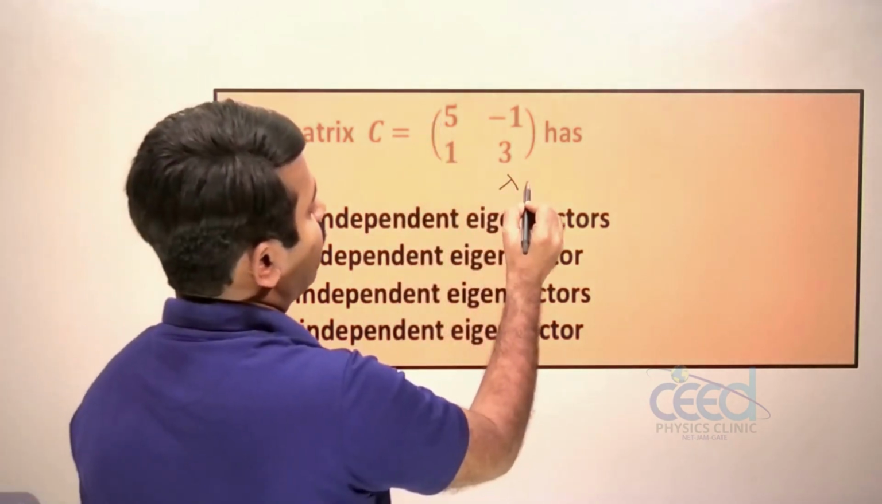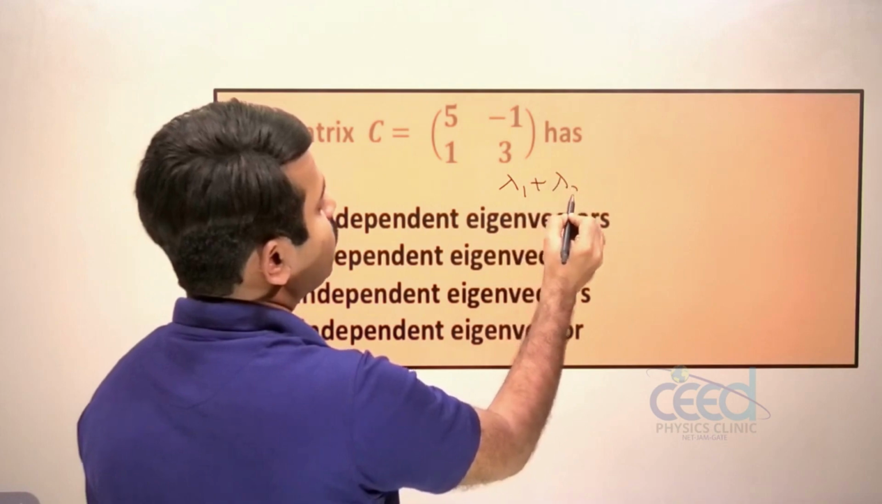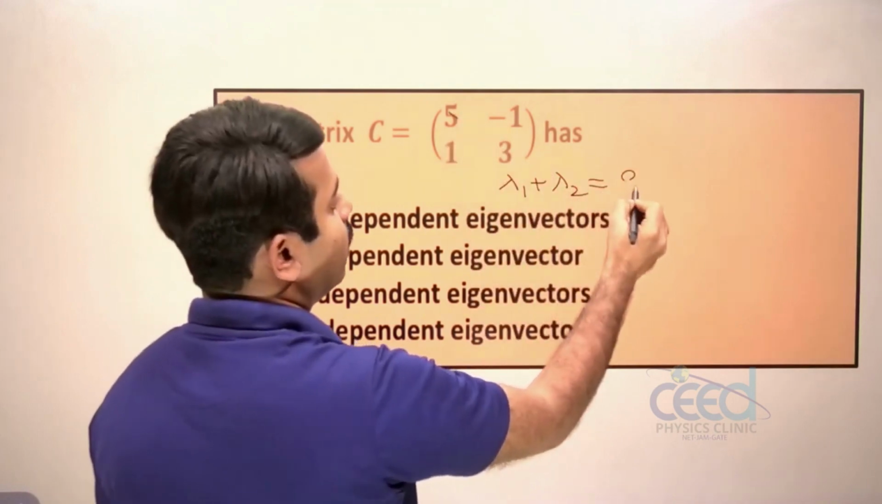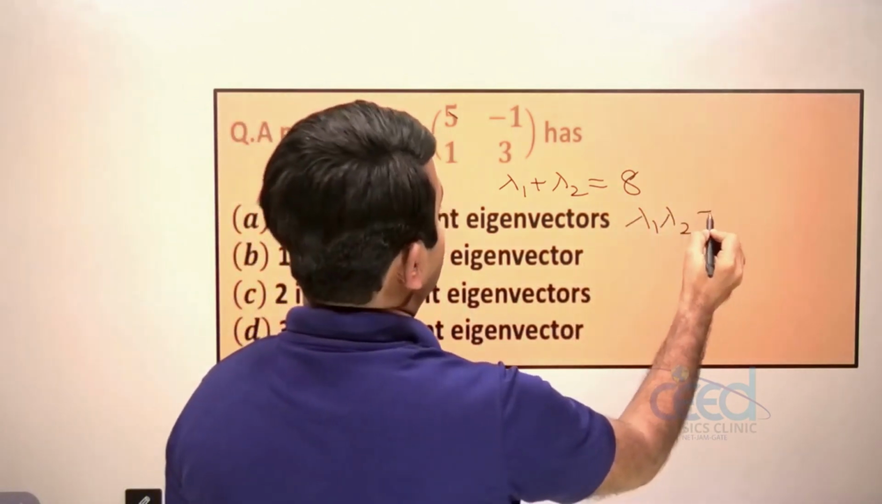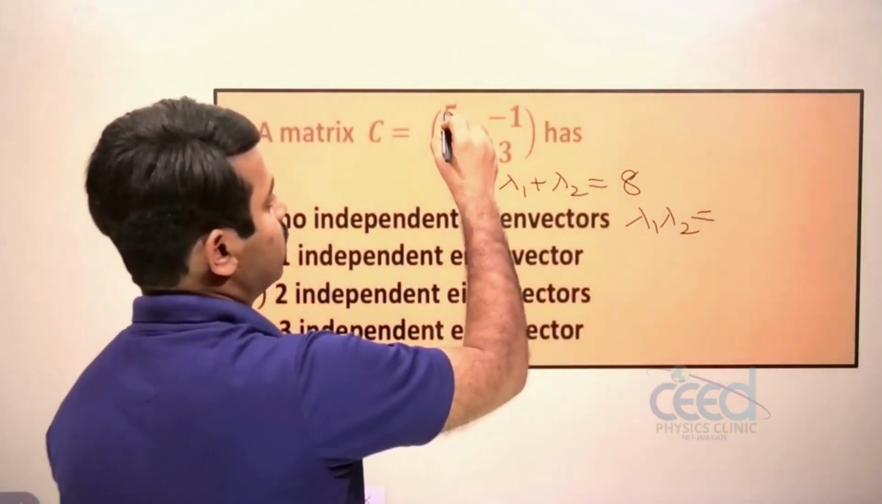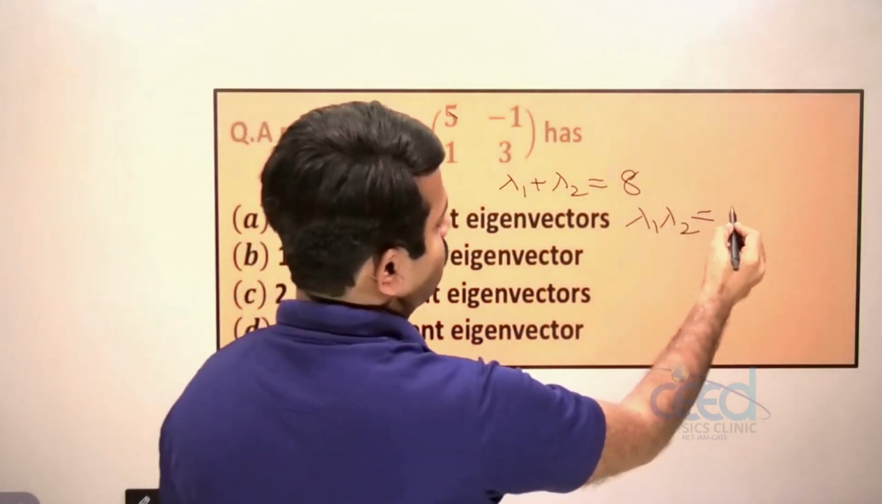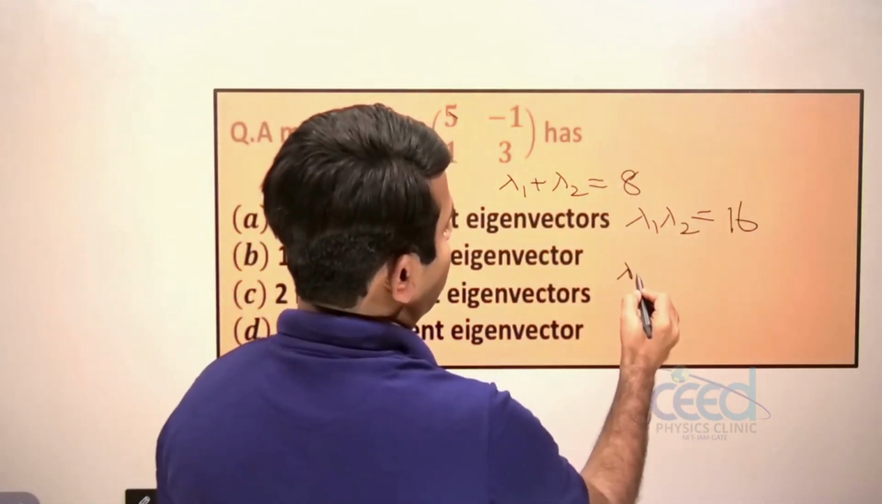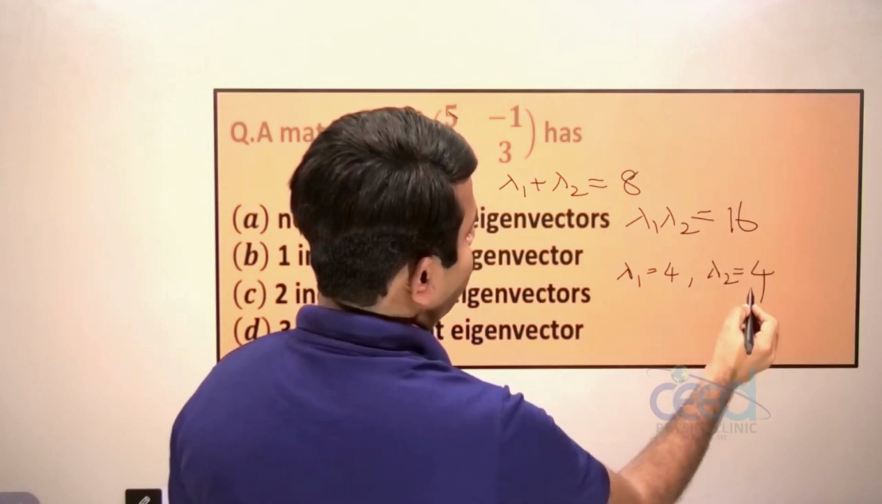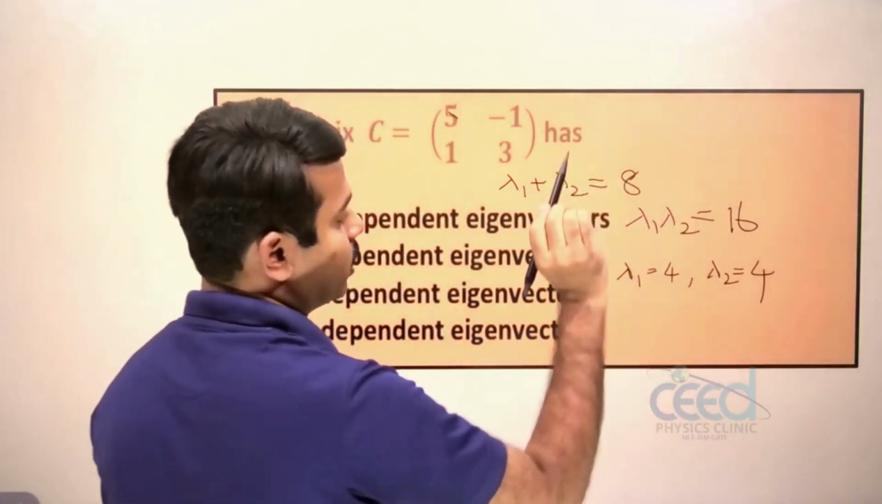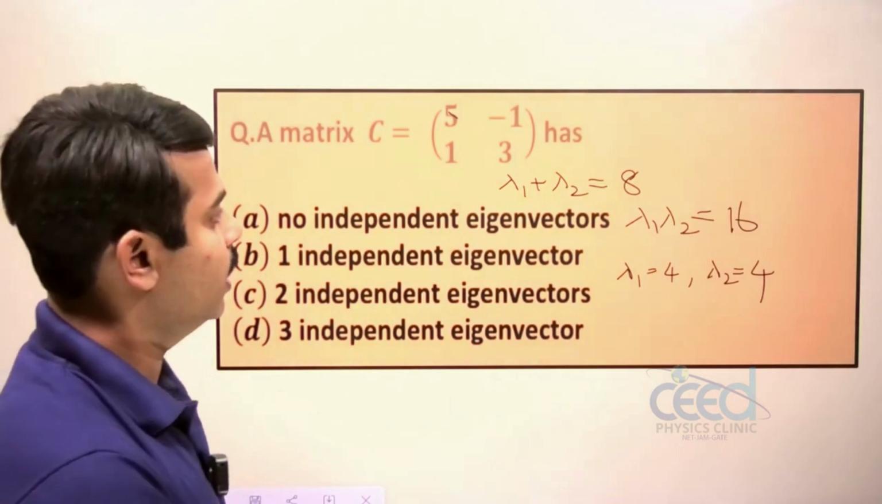So sum of the eigenvalues should be trace of this matrix, that is 5 plus 3 8, right? And product of the eigenvalues, that should be determinant of this matrix, that means 15 plus 1 16. Obviously lambda 1 is equal to 4, lambda 2 is equal to 4, then only 4 plus 4 8, 4 into 4 16 will come. Only one option we have, right?